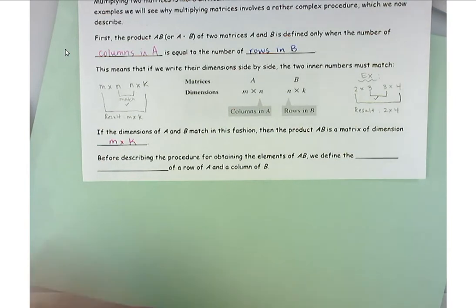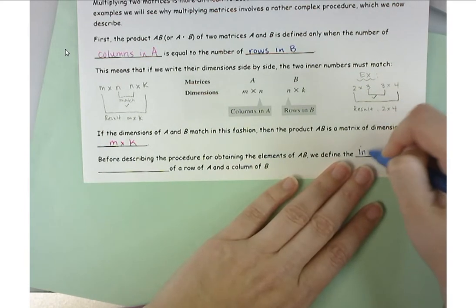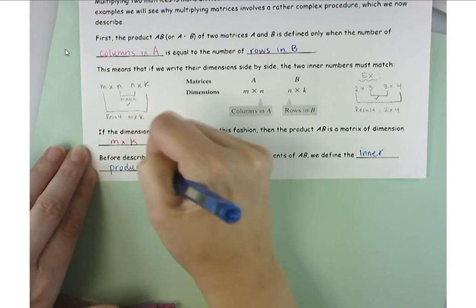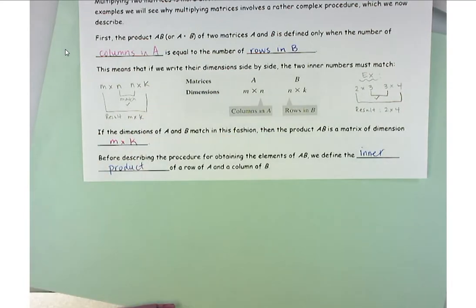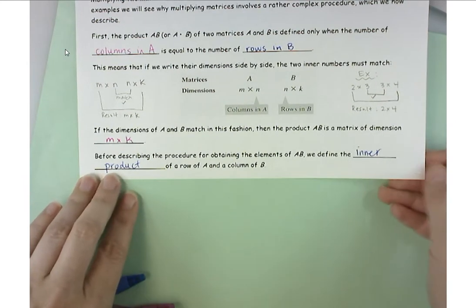Now, before we talk about the procedure, we have to define something that's called the inner product. Okay, so the inner product of row A and column B. And that's continued on the next page. Okay, so we're going to define the inner product of row A and column B.